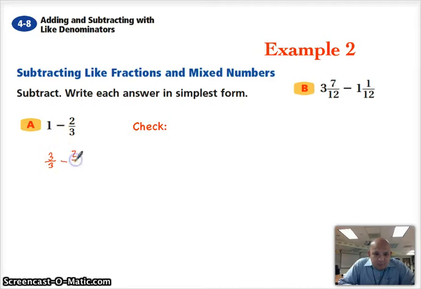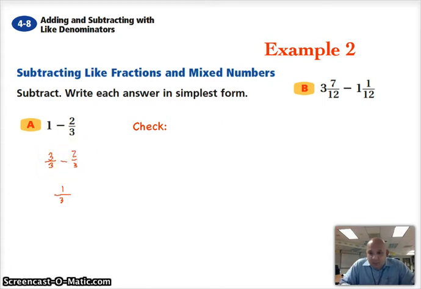subtract 2/3. Now when we subtract, we keep the denominators. If they're the same, we keep that denominator the same in the end. So now we have 3/3 subtract 2/3. 3 subtract 2 is 1, so 1/3. Notice again the denominator is the same as the original, and all we're subtracting are the numerators.